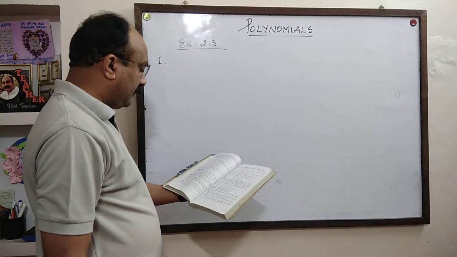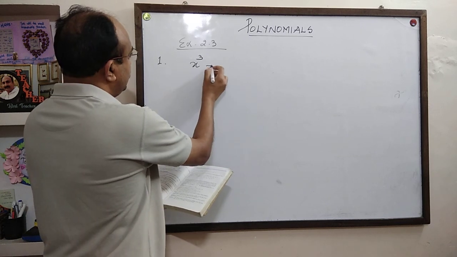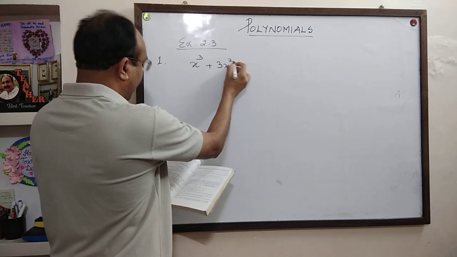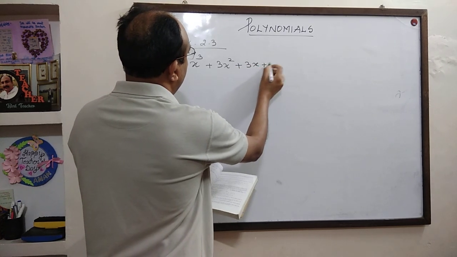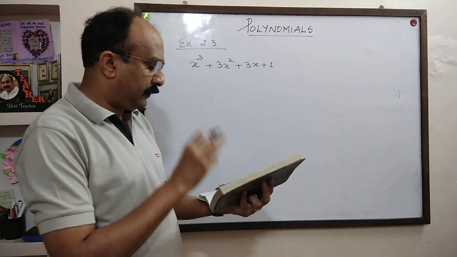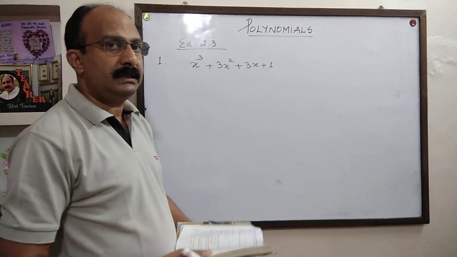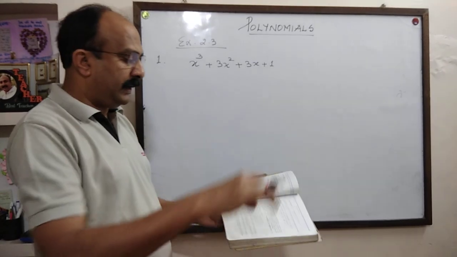Find the remainder when x cube plus 3x square plus 3x plus 1 is divided by 1, 2, 3, 4, 5. There are 5 parts now, meaning 5 different divisors are given. Px is the same, the divisors are different.